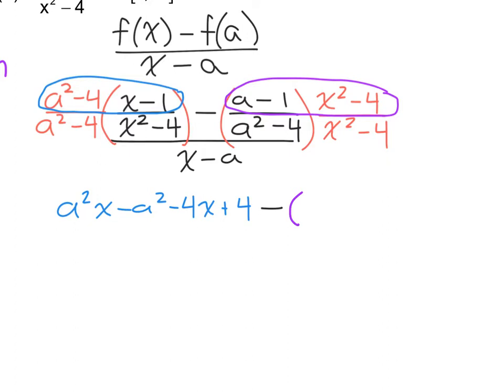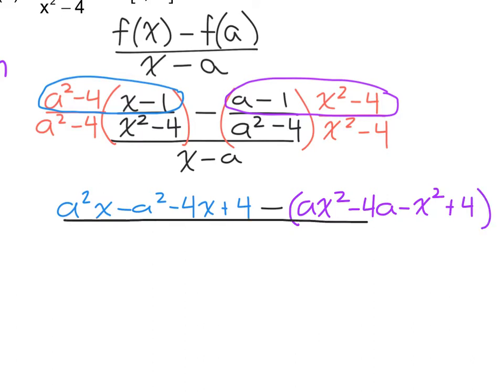All right, so FOIL out these guys. Ax squared minus 4a minus x squared plus 4. All right, we'll clean all, well, at least we'll try to clean it up in a minute. But the bottom is going to be all of this mess.